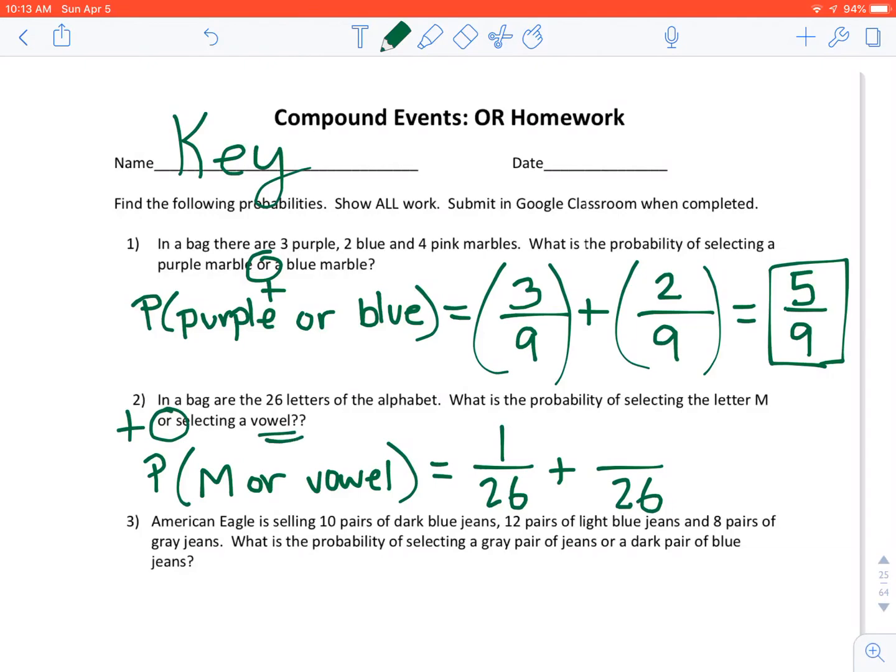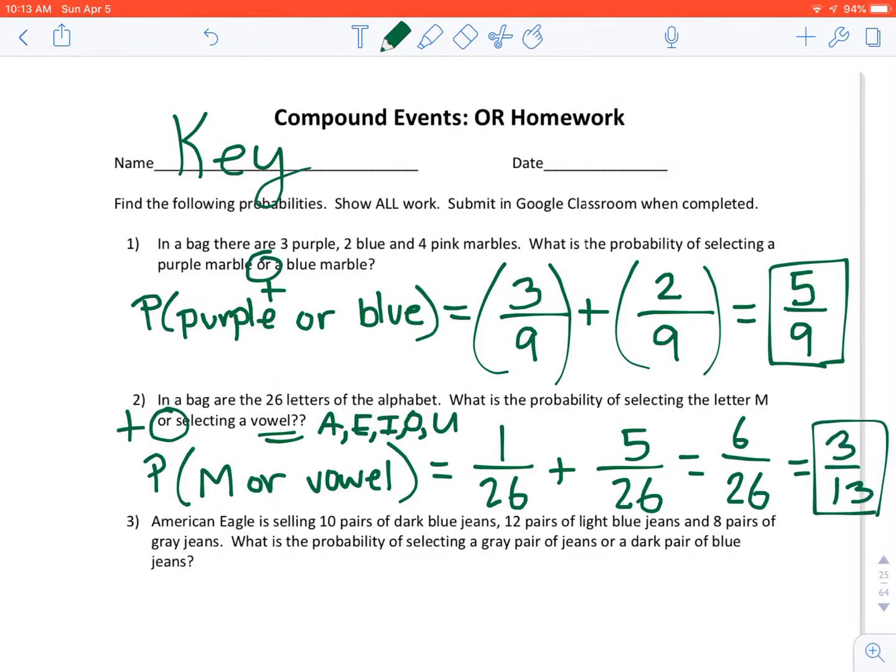Or, remember, getting a vowel from our notes, you have A, E, I, O, and U. So there are 5 vowels to choose from. Okay, so when you add those together, again, either on the calculator or in your head, you end up with a reduced fraction of 3 out of 13. So there's a 3 out of 13 chance of selecting the letter M or a vowel.